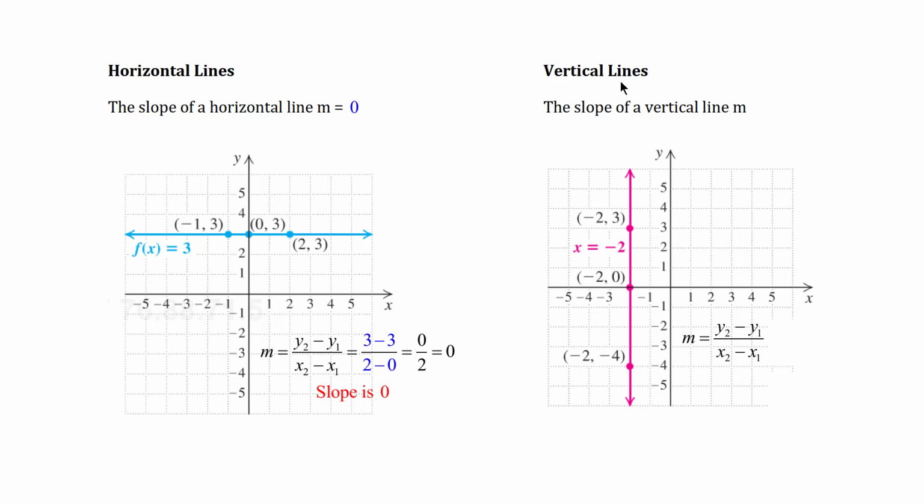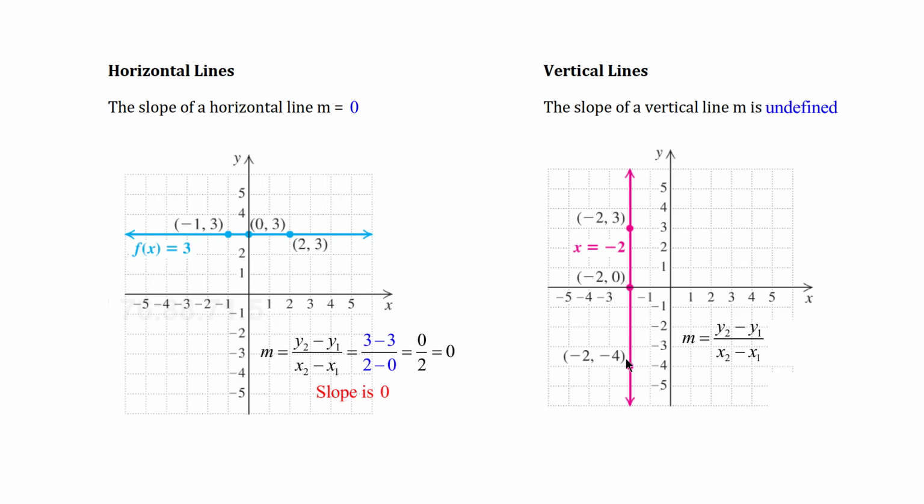Moving on to vertical lines. Here it states the slope of a vertical line m is undefined. If we take a look at the diagram below, we have a vertical line with 3 points labeled. We have the point -2, 3. We also have -2, 0, and the third point -2, -4.